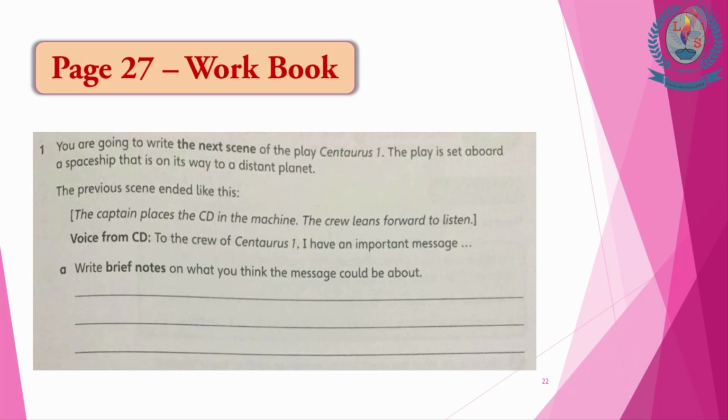Now turn to page 27 in your workbook. Question number 1. You are going to write the next scene of the play Centaurus 1. The play is set aboard a spaceship that is on its way to a distant planet. Part A. You are asked to write brief notes on what you think the message could be about.